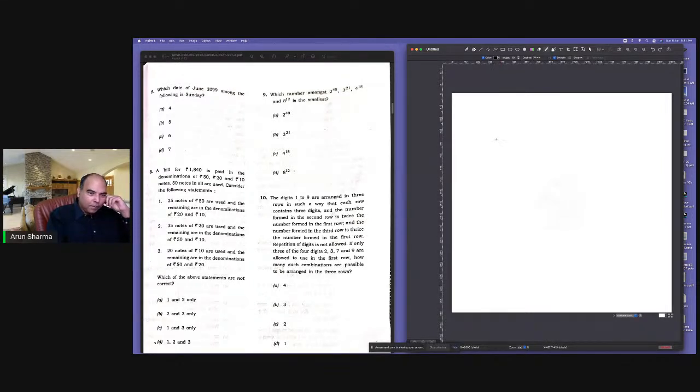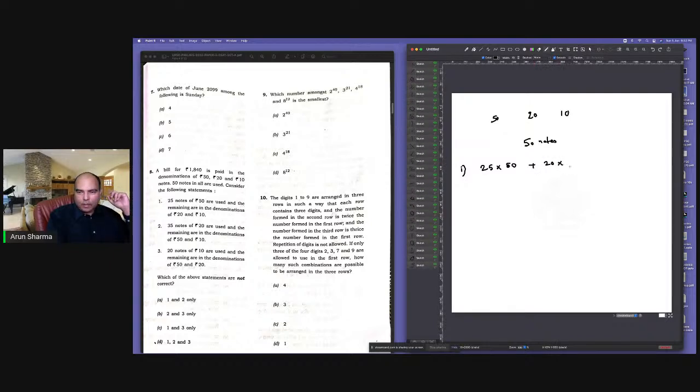A bill for rupees 1850. Question 8: it is paid in installments of 50, 20, 10. A total of 50 notes is used. Consider the following statements. 25 notes of 50 rupees are used and the remaining are in the denomination of 20 and 10. First statement is saying this. 25 and 50, 50 plus 20 into something plus 10 into something, some number of notes. Statement 1. Statement 2, 35 notes.